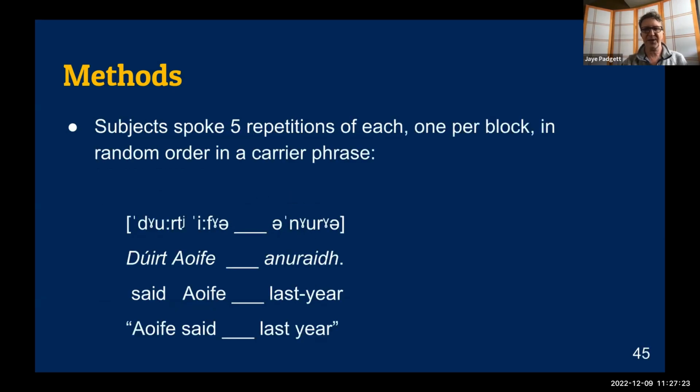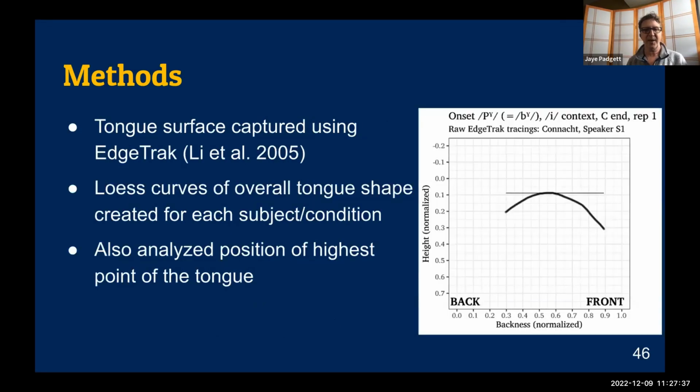Five repetitions of each, one per block, randomized within the blocks, and they were in this carrier phrase, "Dúirt Ifa blank anuraidh." So Ifa said blank last year. We captured the tongue surface using EdgeTrak. We are going to show loess curves. So instead of SS ANOVA, that's what we're doing now. Loess curves to show the overall tongue shapes by subject and condition.